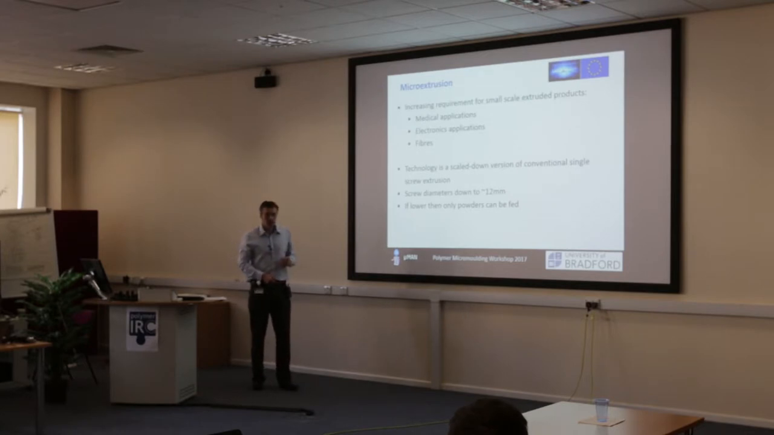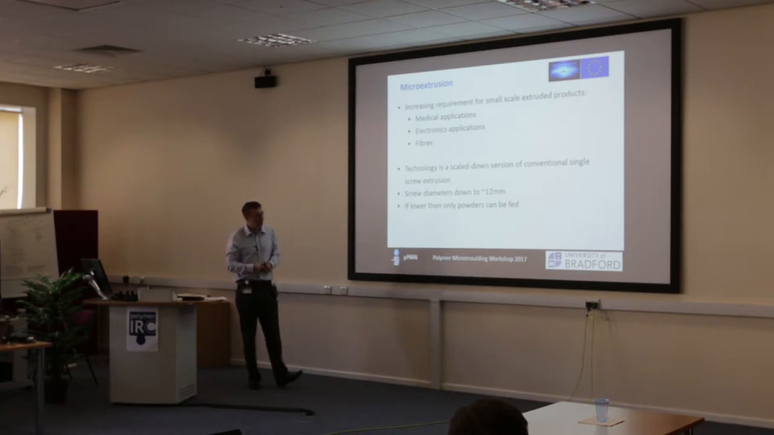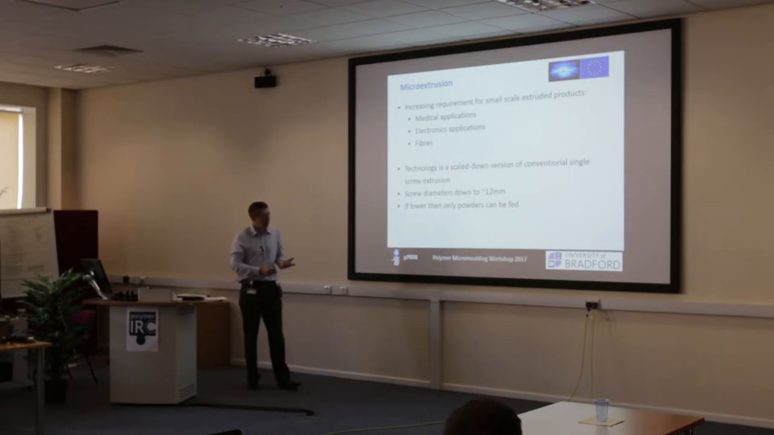then we can't feed pellets anymore, because the pellets have to fit into the gaps between the flights. If the screws get very, very small, we can only feed powdered materials. So that's one limitation. Most small scale extruders, about 12 millimeters is about the smallest we get to, although there are some very specialist ones smaller than that, but they're for powder feed only.